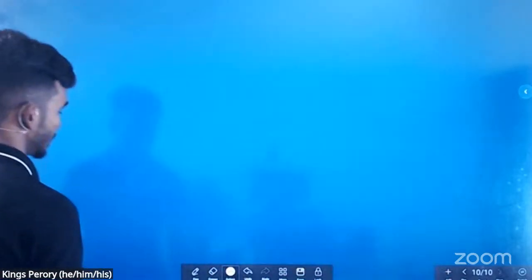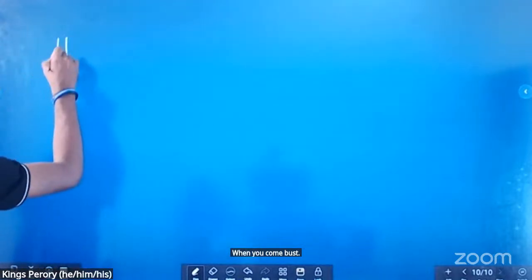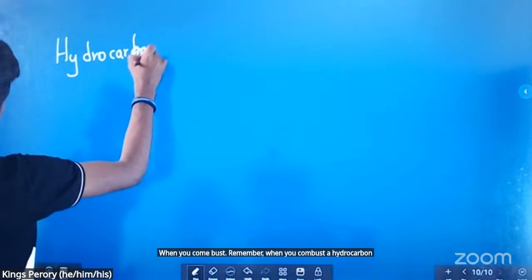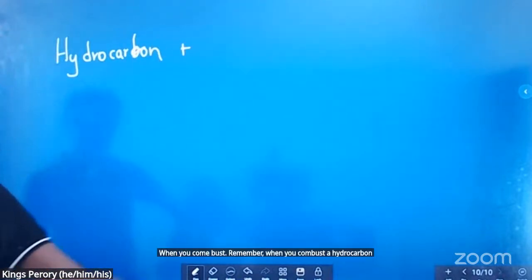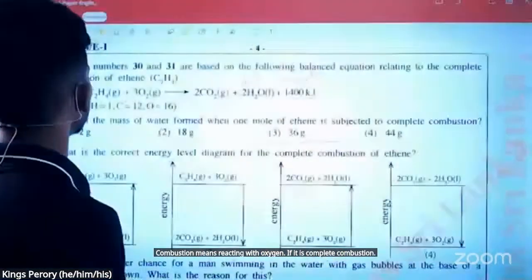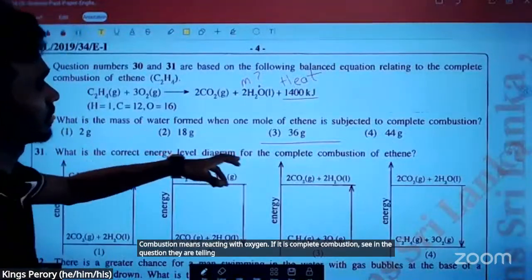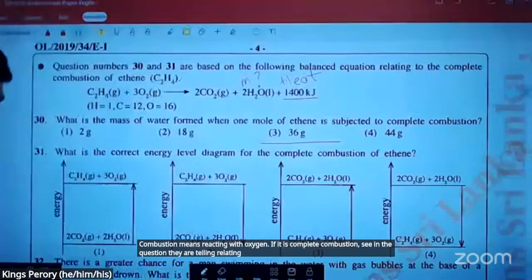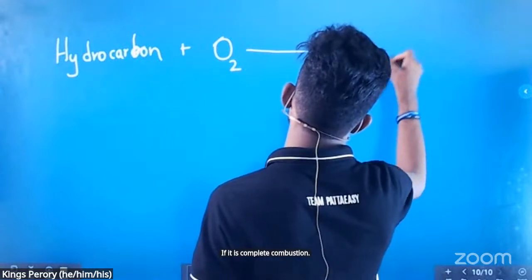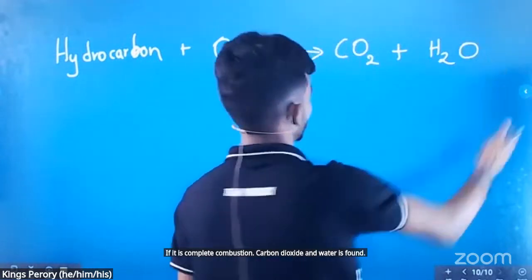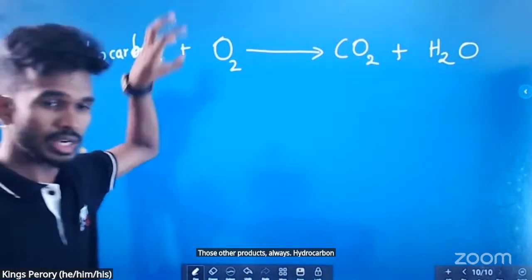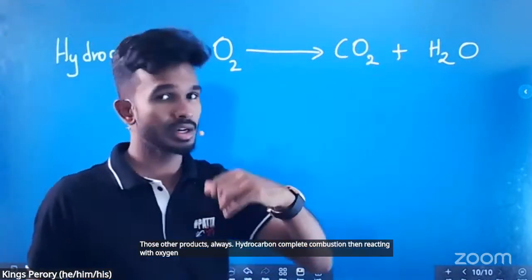When you combust a hydrocarbon, remember, combustion means reacting with oxygen. If it is complete combustion, see in the question they are telling, complete combustion, carbon dioxide and water are formed. Those are the products, always. Hydrocarbon, complete combustion, reacting with oxygen forms carbon dioxide and water.